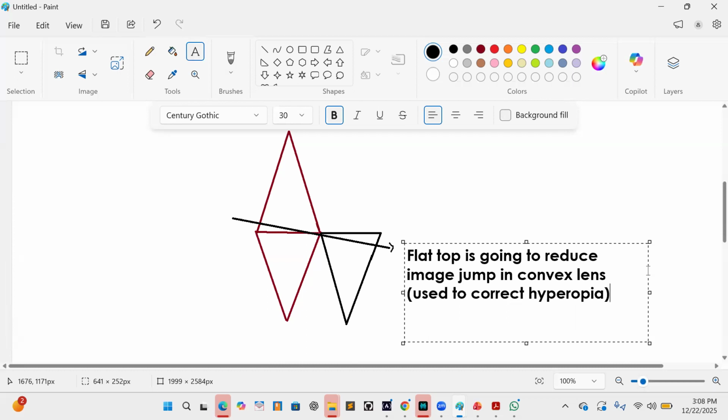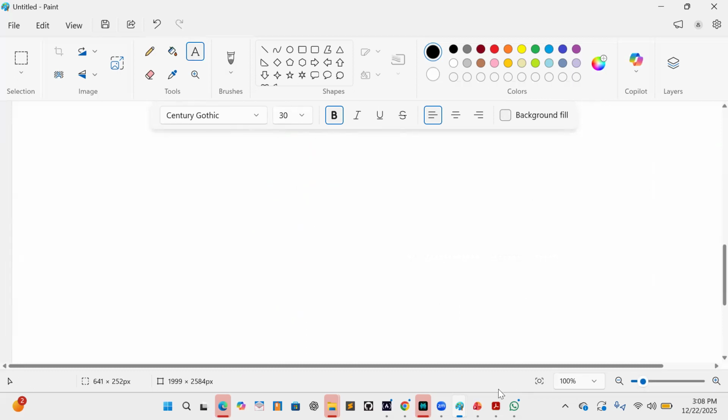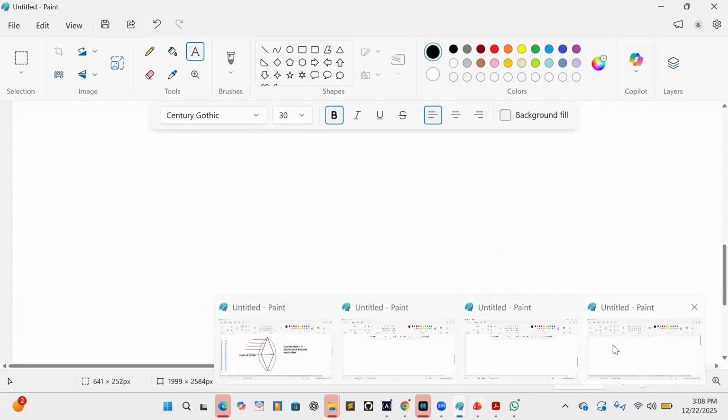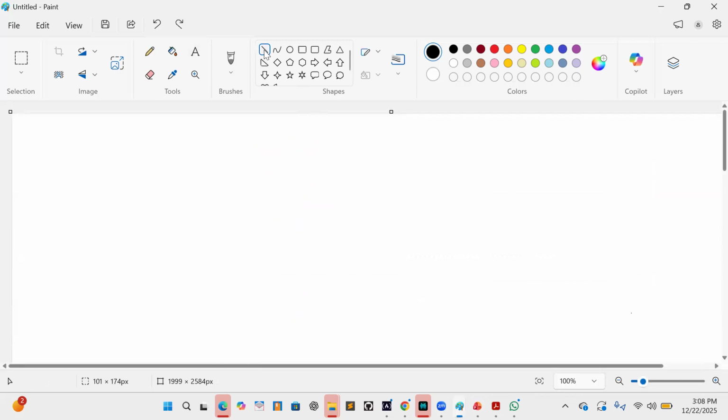And that's the idea of using a flat top, that would be the best lens. That would be very useful for a patient that has hyperopia using a convex lens, because for the add segment, the optical centers are very close to each other. So the patient will have less image jump. Okay. So let's now do the concave lens, which we use for myopia. So let's do the diagram.